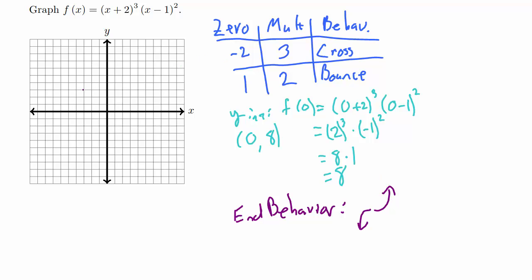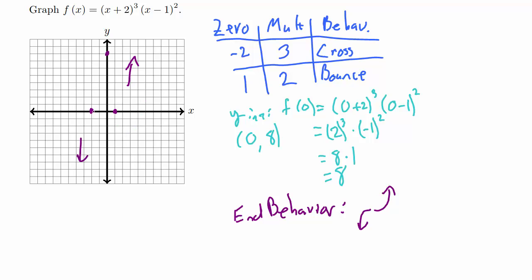So plot the zeros, (-2, 0) and (1, 0). Then plot (0, 8). The end behavior means that after the last zero, the function is going down to the left and up to the right.